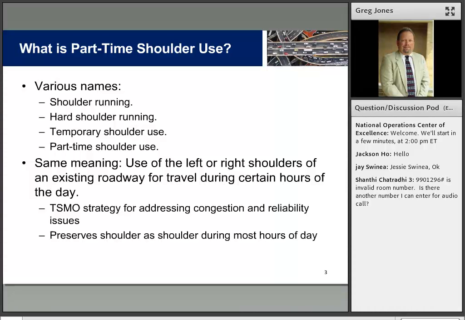It's the use of either left or right shoulders of an existing roadway for travel during certain hours of the day. This is a transportation system management and operation strategy for addressing congestion and reliability issues. And one of the keys to this is while it utilizes additional capacity at the times that it's needed, it preserves the shoulder as a safety refuge for most hours of the day.